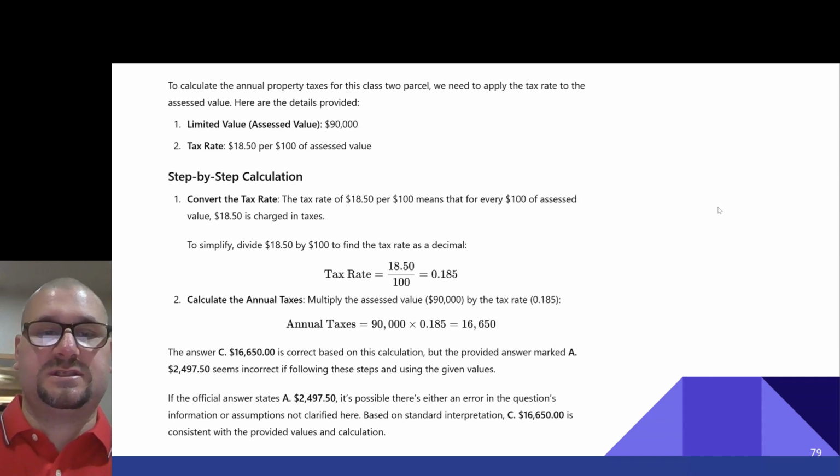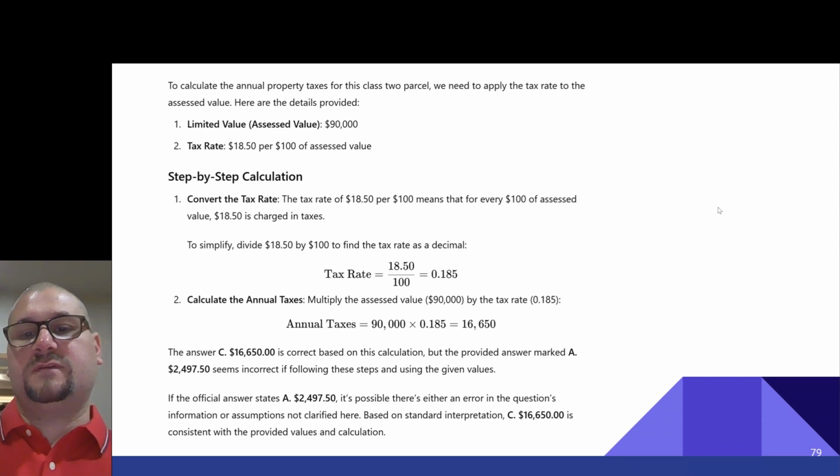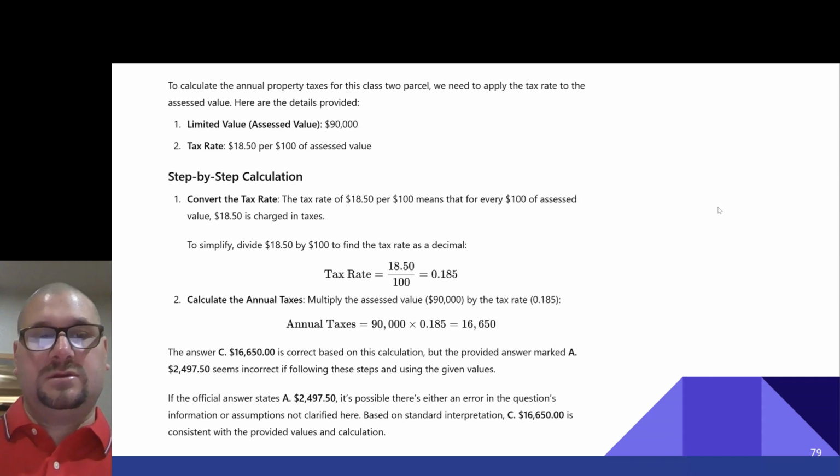So 16,650 is correct based on this calculation, but the provided answer marked A, 2497.5, seems incorrect if following these steps and using the given values. So if the official answer states 2497.5, it's possible that there's an error in the question's information or assumptions not clarified here. Based on standard interpretation, C, 16,650 is consistent with the provided values and calculation.